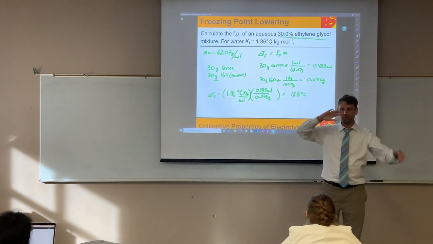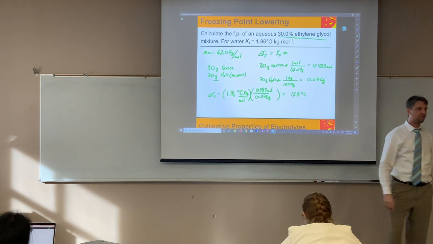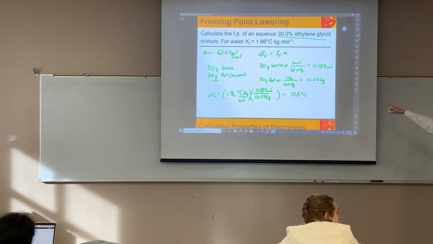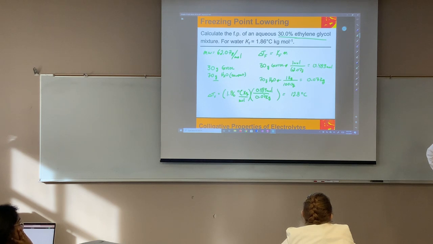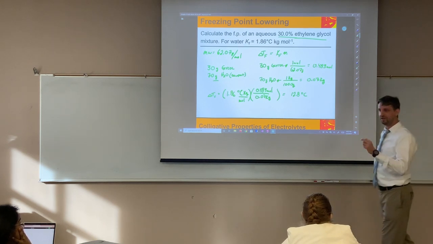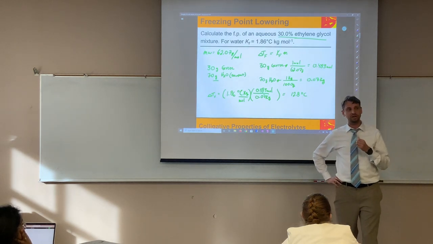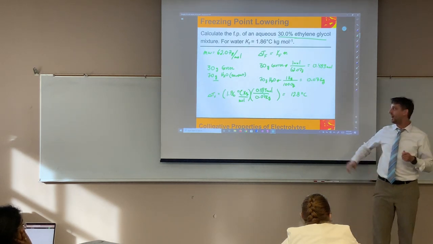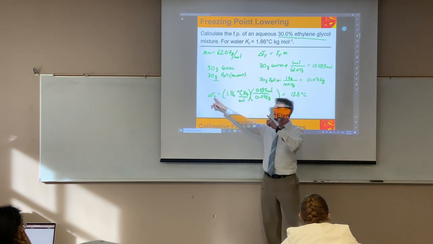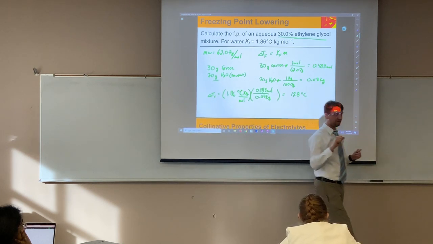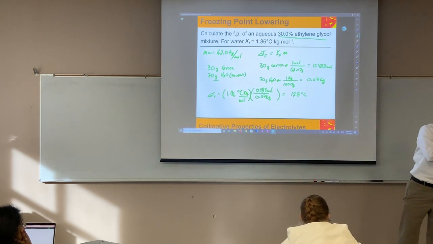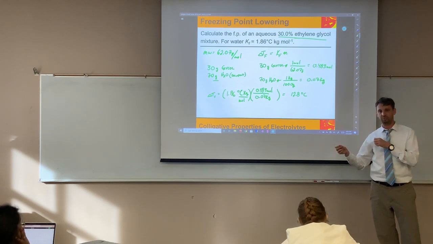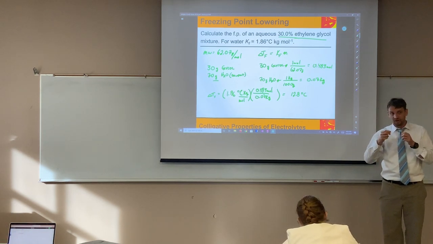So, we had a couple of challenges along the way, but we found our new freezing point. Our new freezing point is 12.8, right? No, it's -12.8. Don't forget to always ask yourself the question at the end, what have I calculated and how do we use it? I calculated what? The change in the freezing point. Not the new freezing point, the change in the freezing point. Don't forget that part.